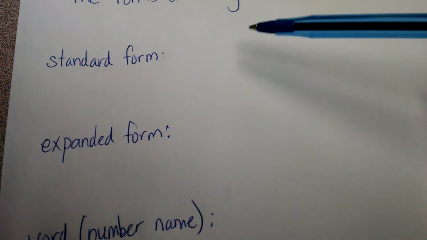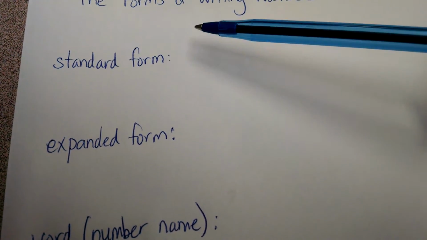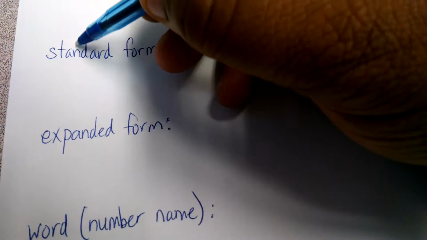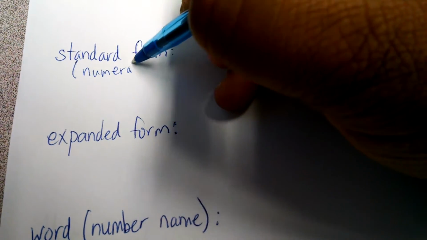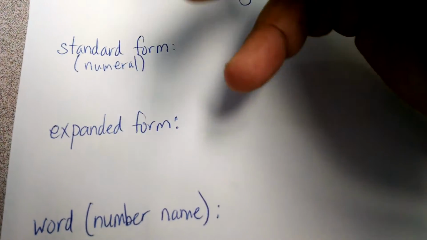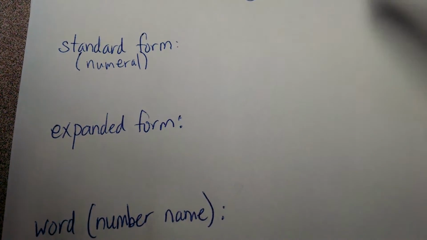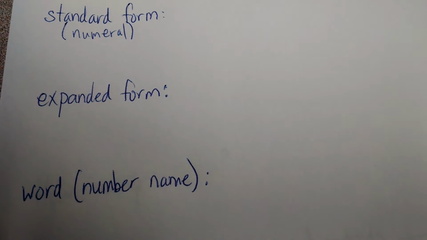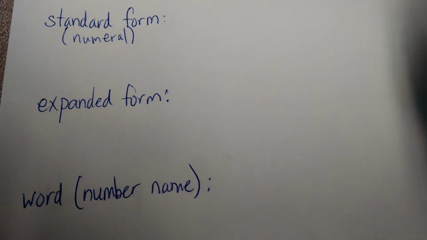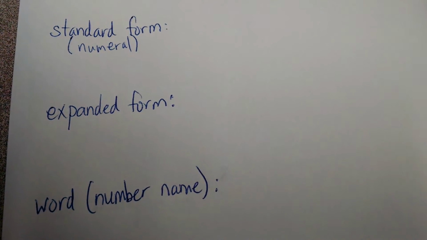So we have three forms, three ways of writing a number, expressing a number. We have standard form, which is another way of saying number form or numeral. Expanded form, I like to tell the students that here we stretch out the numeral into its values. And then word or number name, that's when we write a number in written form, in words.